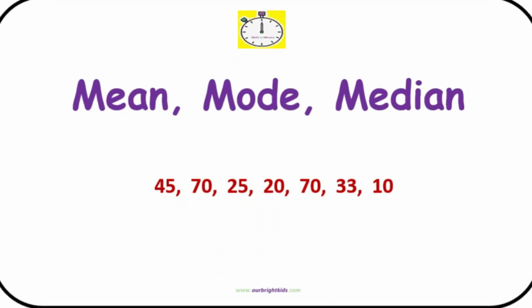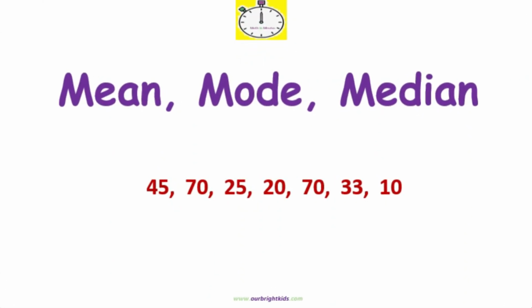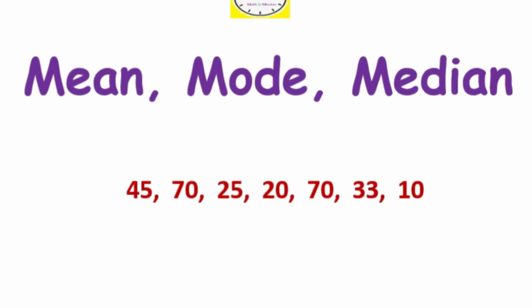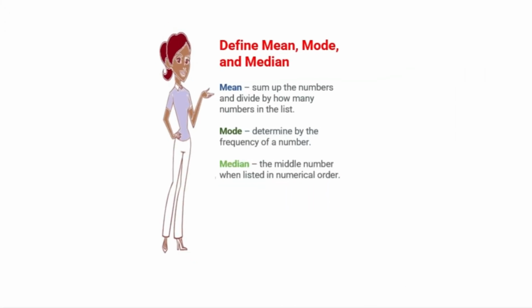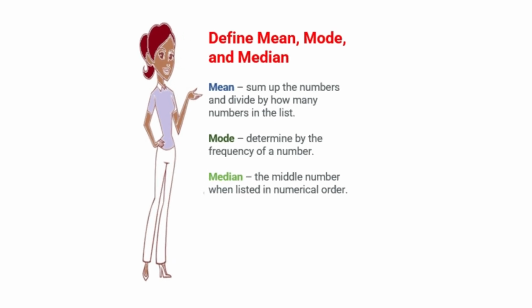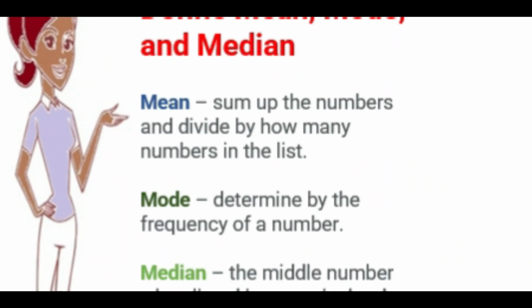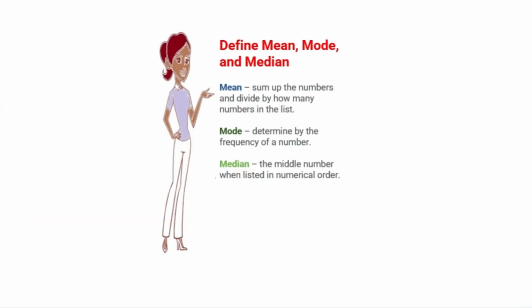In this Math in Minute video, we're going over mean, mode, and median of a list of numbers. So let's first define what those terms mean. A mean is like the average of a list of numbers. You sum up the numbers and then you divide it by how many numbers are in that list.